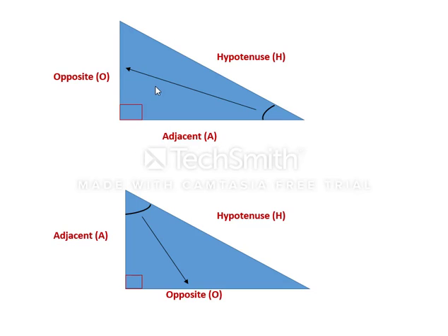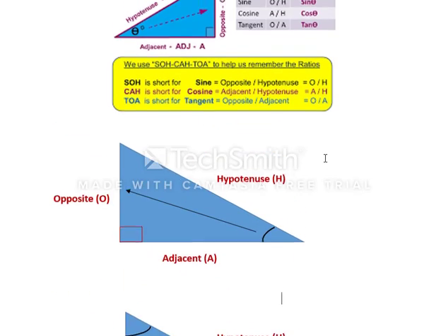So there are three sides. The side which is opposite to the angle is called the opposite side, the side which is beside the angle is called the adjacent side, and the third one is the hypotenuse. So let's see how to memorize the trigonometric ratios. Let's take this one.